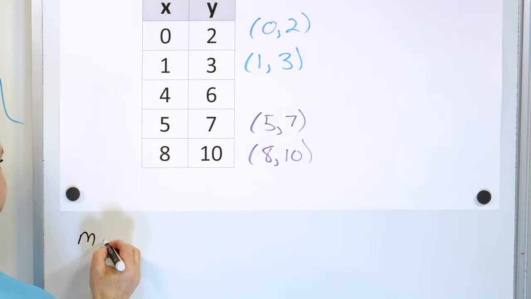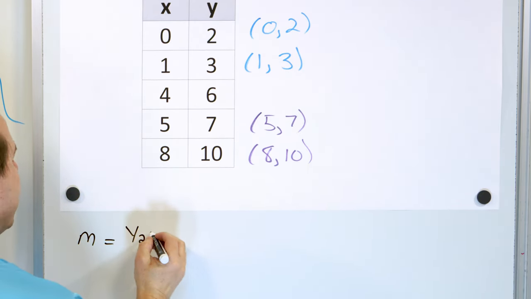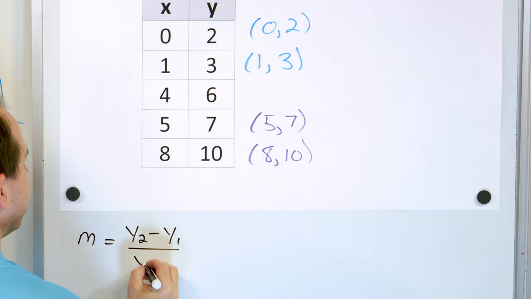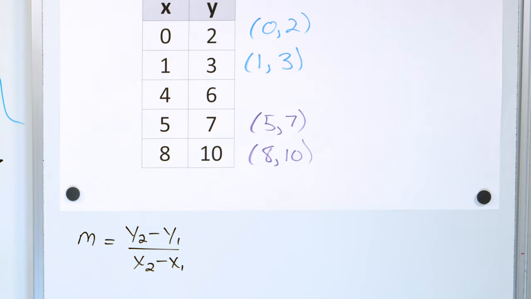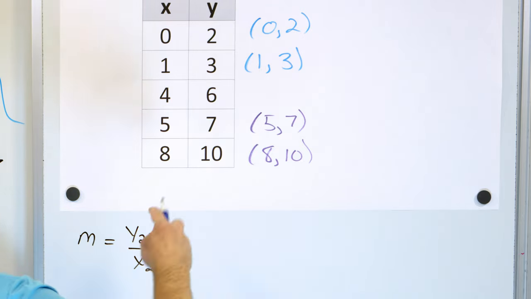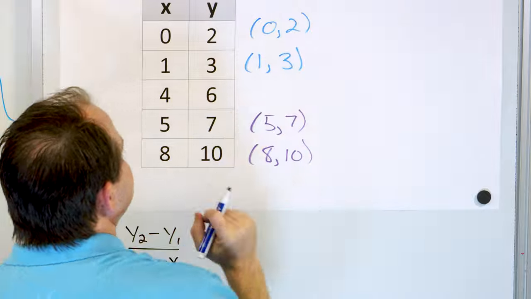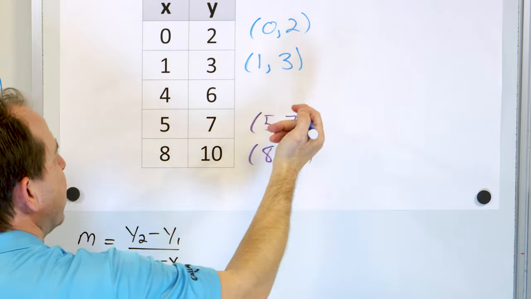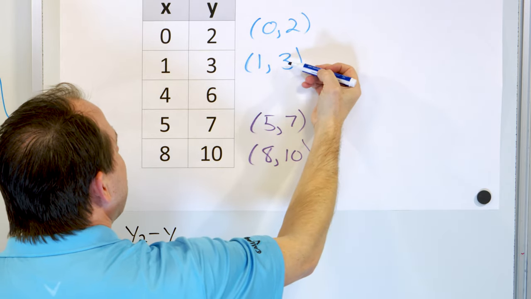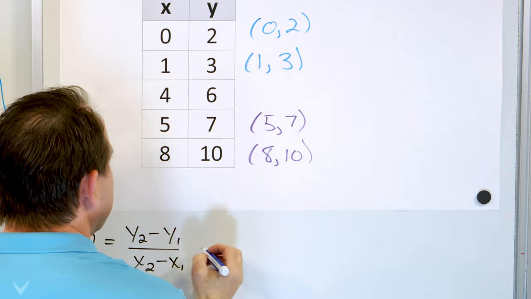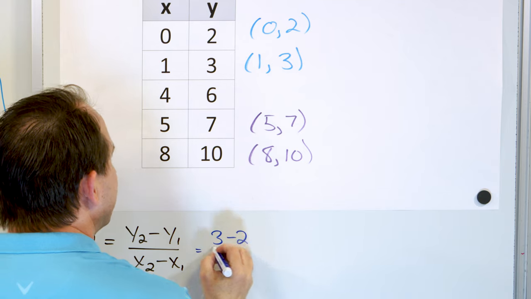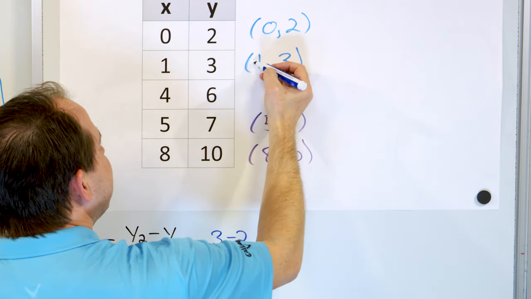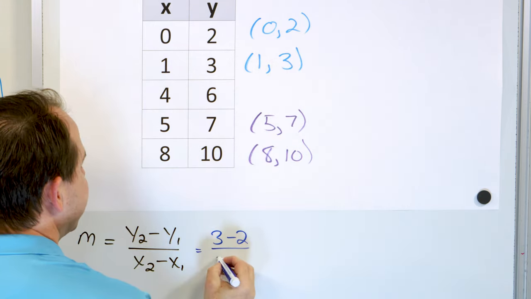So for the first slope, it's going to be, of course, the same thing, y2 minus y1 over x2 minus x1. That's the rise over run equation of the slope of a line. And we're going to use these two points here. You can subtract in any order you wish. You need to subtract the y values first. I'll go 3 minus 2. So here we have 3 minus 2. And since I subtracted this direction, I need to do the same thing here: 1 minus 0 for the x values.